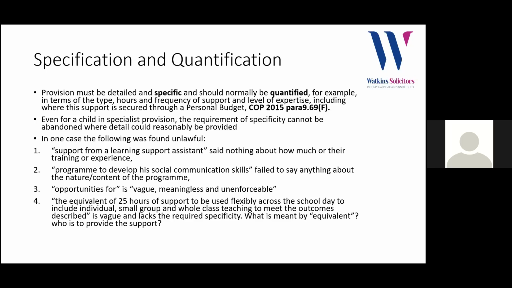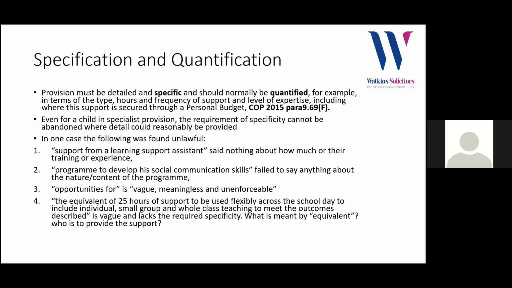Here's some from some case law. Support from a learning assistant said nothing about how much or training or experience. That's obviously unlawful. Program to develop his social communication skills failed to say anything about the nature, content of the program, who was delivering the program, what it was, how often, what was the group, etc. Opportunities for is vague, meaningless, and unenforceable, and therefore unlawful. So if you have opportunities to buy that lottery ticket tonight, what does that mean? You might buy one, you might not. What you want is something specific.